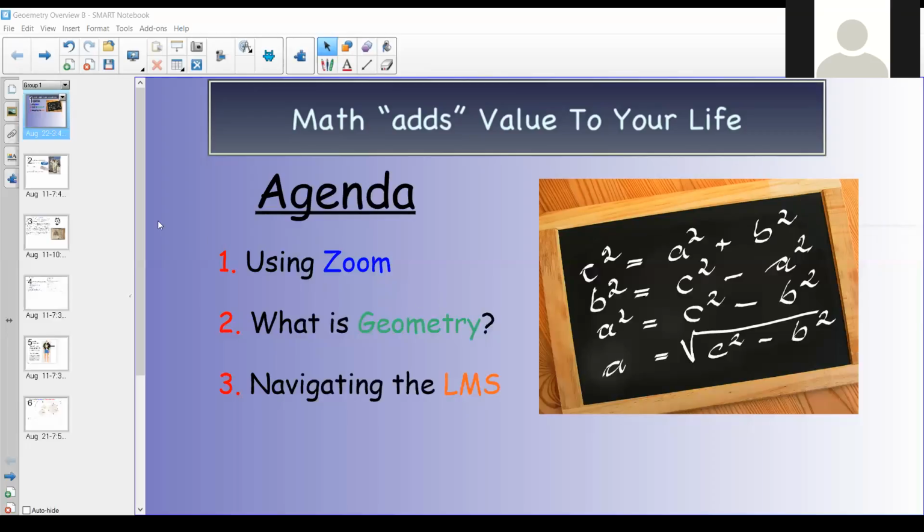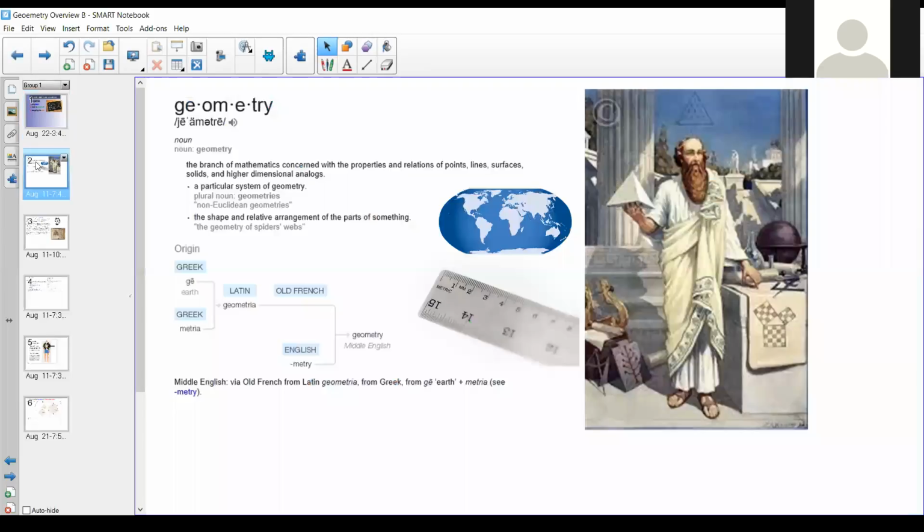All right, so let's talk a little bit about geometry. And again, my point being is we're not going to get into a whole lot. We'll talk about some basics of geometry, and then we'll go look at the LMS as far as you guys getting your instruction and using the calendar and submitting assignments. So let's first start by talking about what the word geometry means. Geometry is a branch of mathematics, just like algebra is, just like calculus is, concerned with the properties and relations of points, lines, surfaces, solids, and higher dimensional figures.